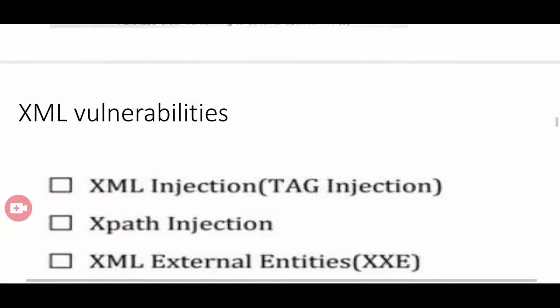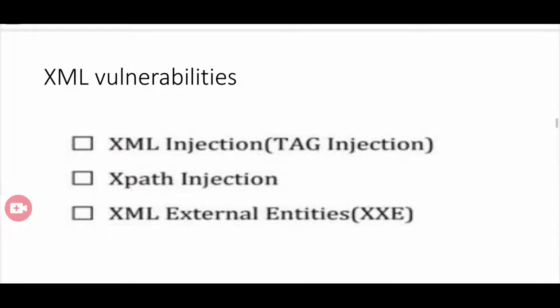So why are we using XML for web service? For providing documentation, we use markup languages like HTML. They are known as XML, Extensible Markup Language. If we are using XML in the web service, there are a number of vulnerabilities: XML injection or tag injection, XPath injection, and XML external entity. Vulnerability actually means an attack or a threat to the web service documentation.